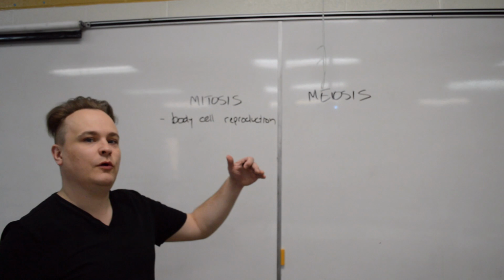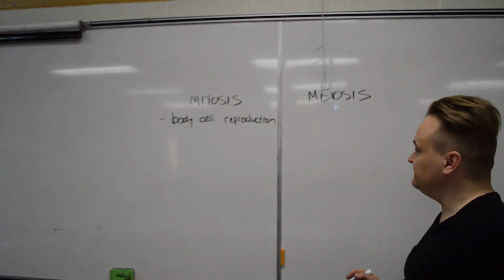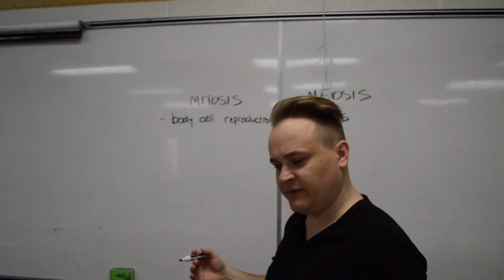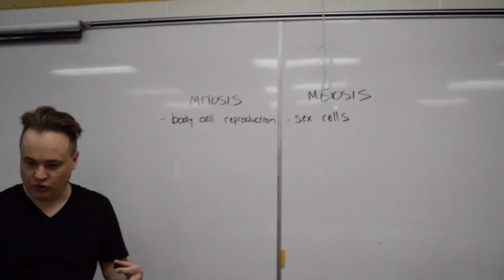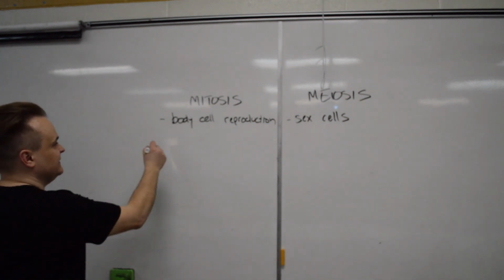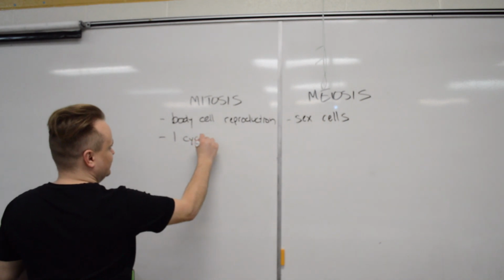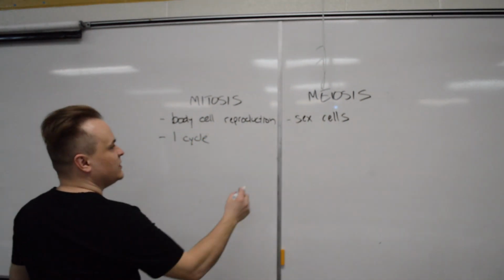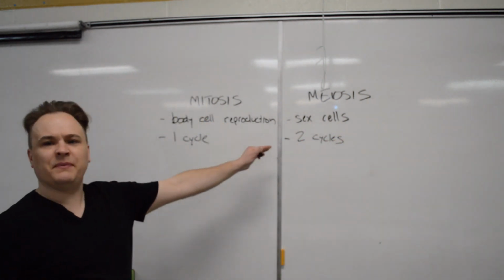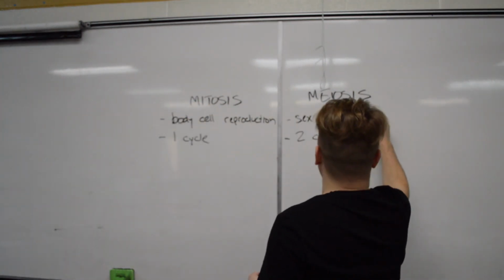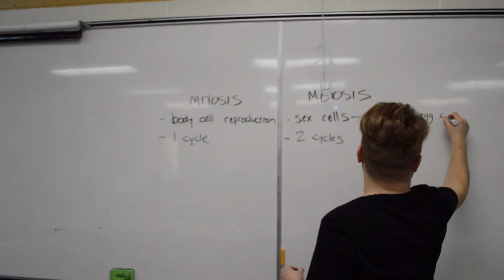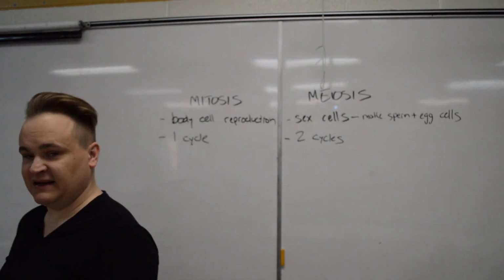Now the thing you need to know about meiosis is that meiosis is to make sex cells. You don't need to write this down yet. I'll get you to put it on the notes right away. Another thing you need to know is that mitosis is one cycle, whereas meiosis is two cycles. What do I mean by sex cells as well? I'm talking about making sperm and egg cells. Okay? That's what I mean by that. So that's the basic idea.